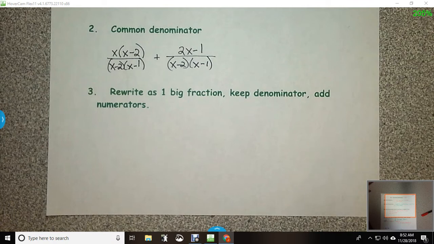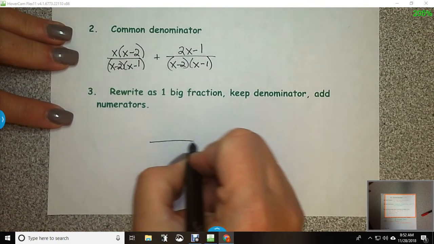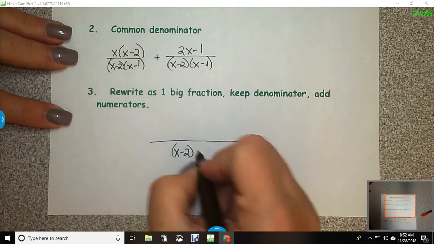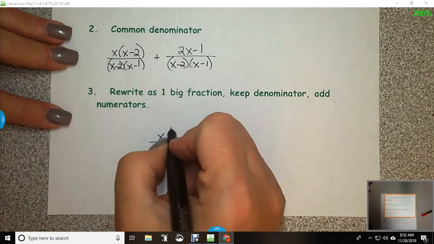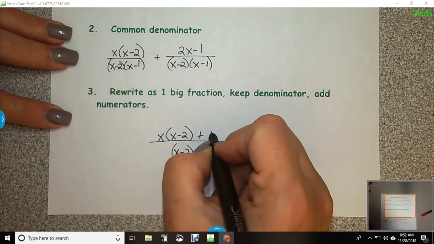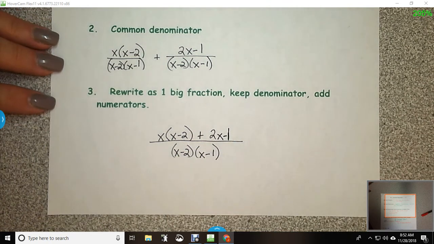So now, step 3, we're going to write it as one big fraction. Keep the denominator and add the numerators. So my first numerator is this. My second numerator is this.